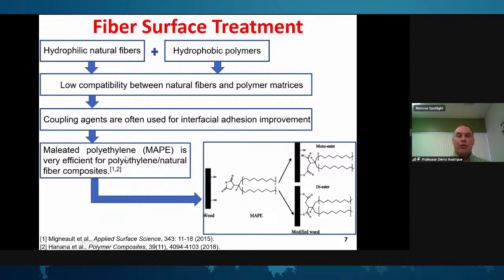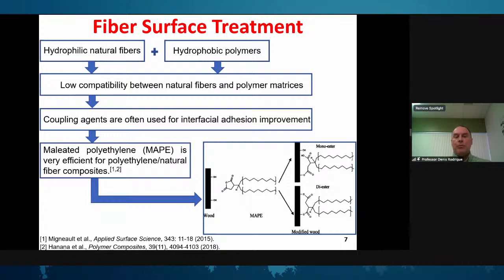Today, since most people are working with polyethylene as the matrix, we use maleated polyethylene as the coupling agent, because there will be an esterification reaction between the maleic anhydride grafted on your polyethylene and the hydroxyl groups on your cellulose fiber, or natural fibers in general. The polyethylene chains of your matrix will entangle with this coupling agent, so a kind of bridge can be built between the fiber and the matrix.